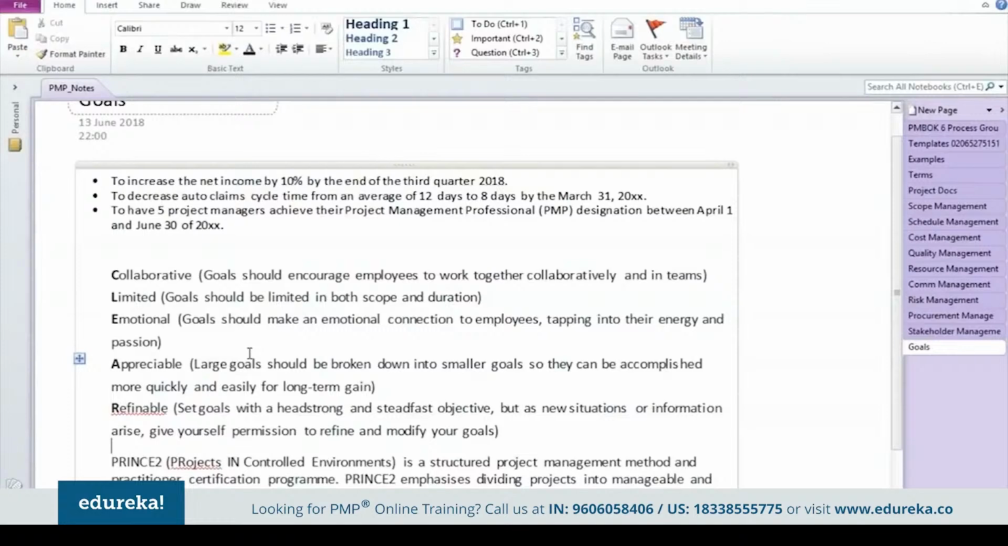It should be emotional. So people should be able to establish an emotional connection, and that will also help us in capitalizing on the employees' energy and passion with which they work. So the emotional angle is equally important here. Appreciable: large goals should be broken down into smaller ones. So if you come across any goal which is complex and large, maybe you would like to break it down into smaller goals.